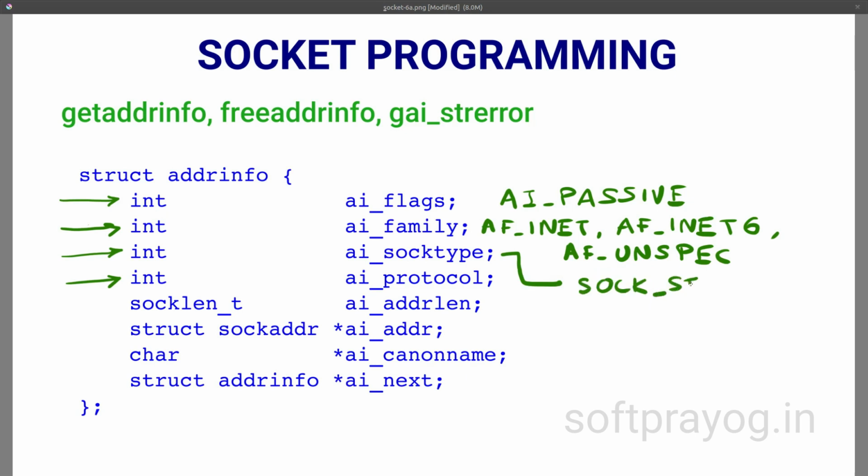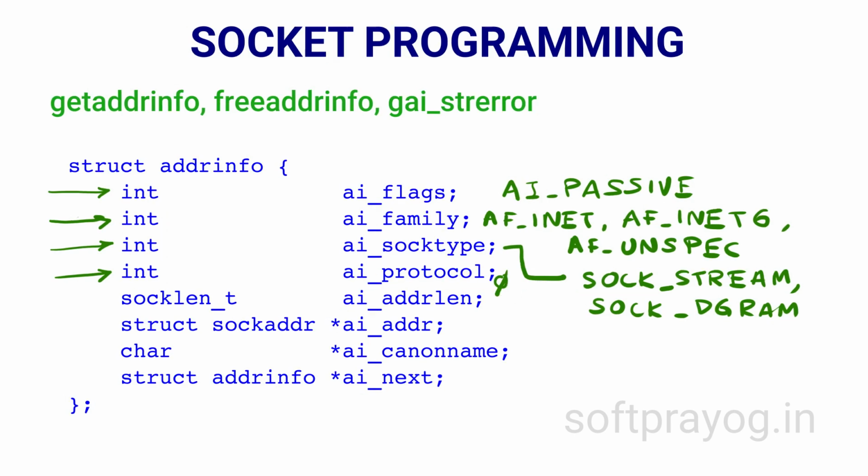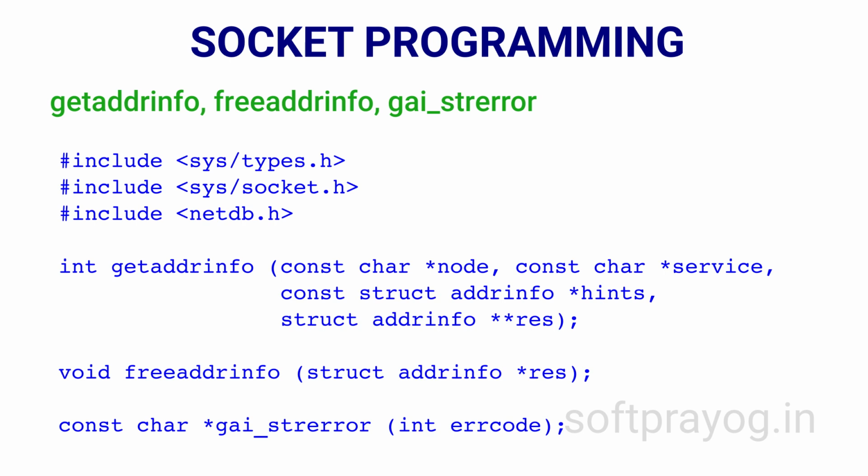In ai_socktype, the socket can be SOCK_STREAM or SOCK_DGRAM. If 0 is specified in ai_socktype, it means socket addresses of any type can be returned by getaddrinfo. ai_protocol specifies the protocol for the returned socket addresses. A 0 in this field means that socket addresses with any protocol can be returned by the getaddrinfo function. In the last parameter, res, getaddrinfo returns a pointer to a linked list of addrinfo structures. The calling process can scan through this list and select an address.